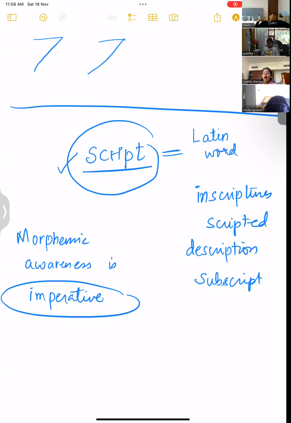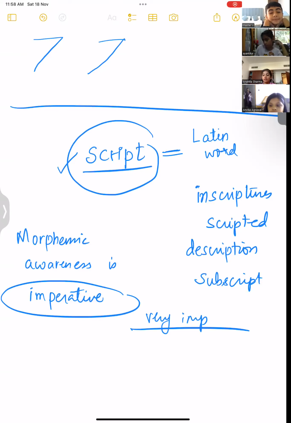This is a new word that I have learned and I'm using it regularly so that I remember it. Imperative, matlab very important, not to be ignored. ठीक है? Master V, I have to definitely get your attention back to my class. Ma'am, it was looking like you wrote imperative. Imperative. Okay.